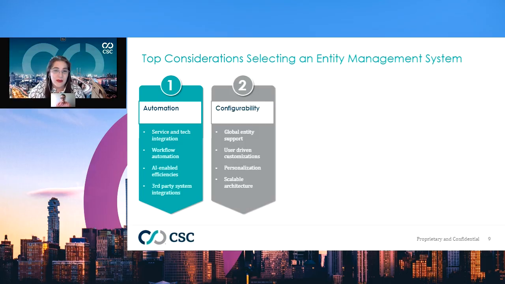That would be configurability. So entity management software that's configurable does give you the ability to really tailor the system based on your organization's needs. There's really not a one-size-fits-all solution when it comes to an entity management platform.